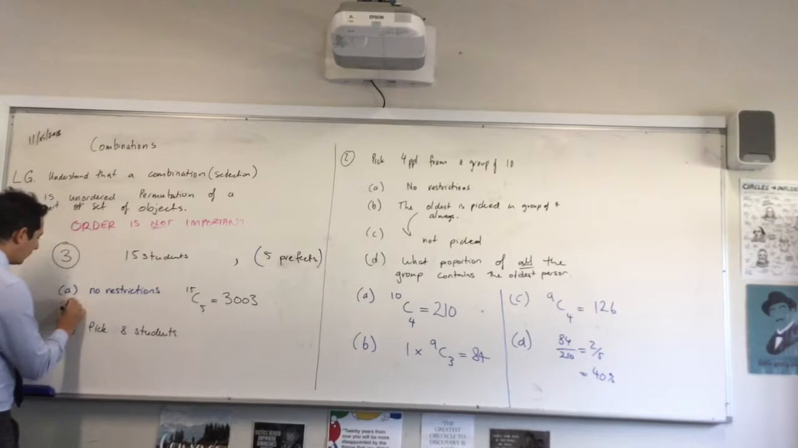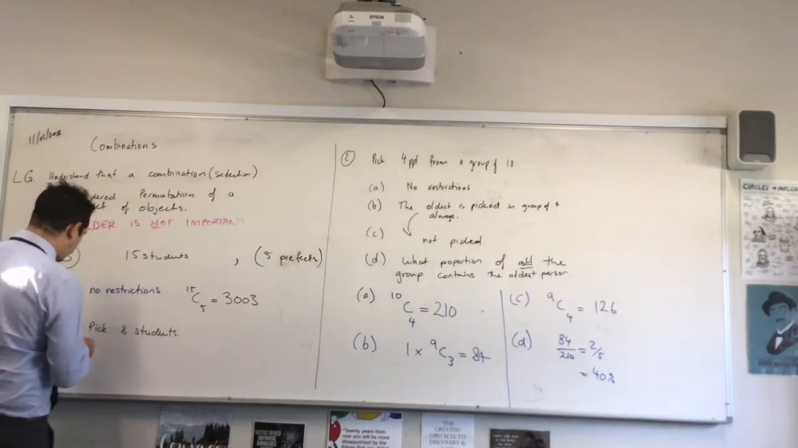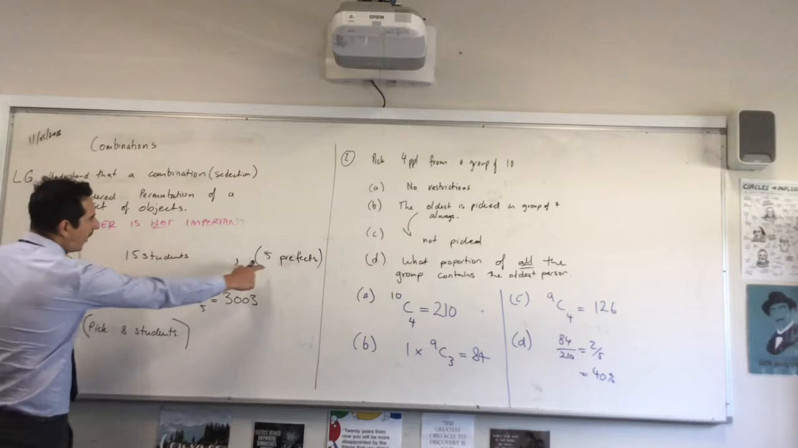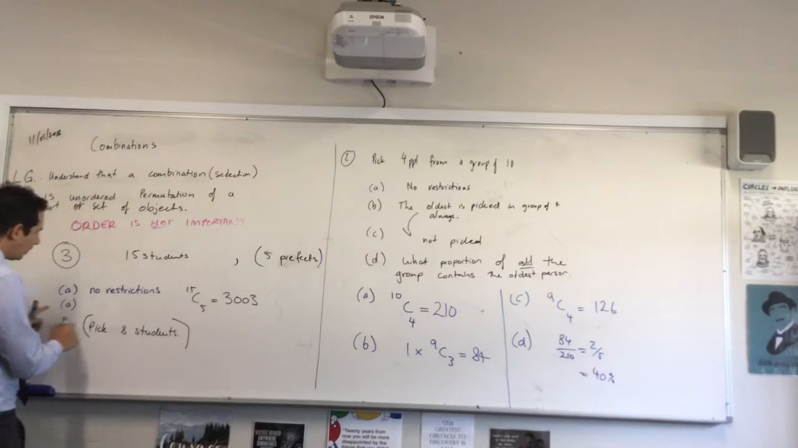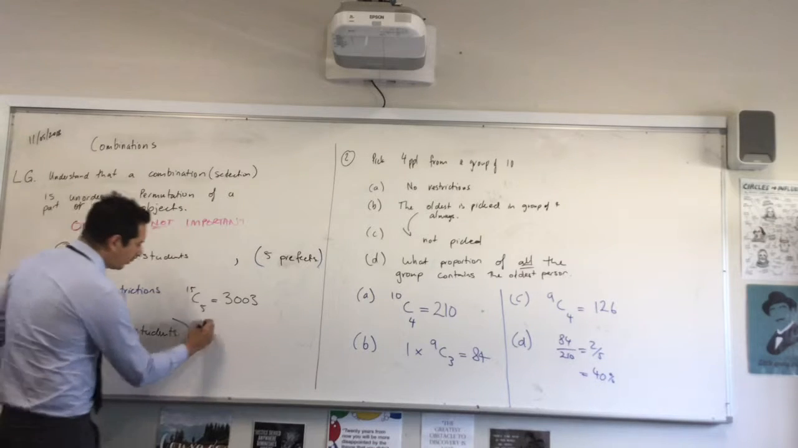Actually, let's label this A as well, so we know, okay? Now we need to pick 8 students. That's the question. We did the 5 students, we picked the 5 prefects, now we're going to pick 8 students, and that's going to be a new question. So the way we do that is, we've got 15 students.